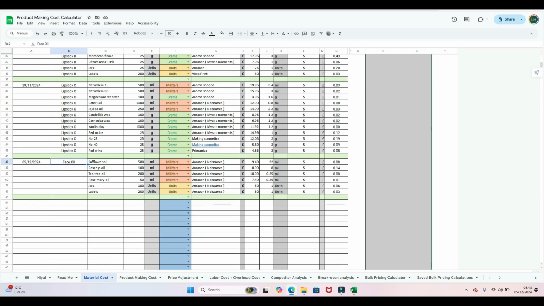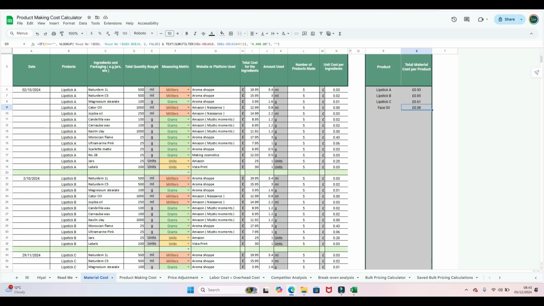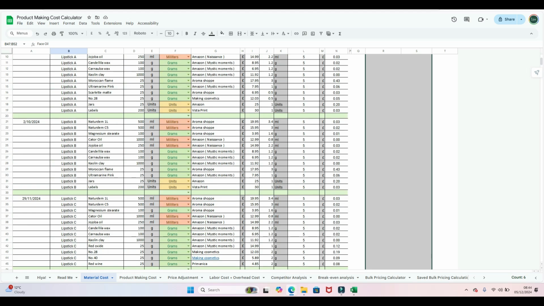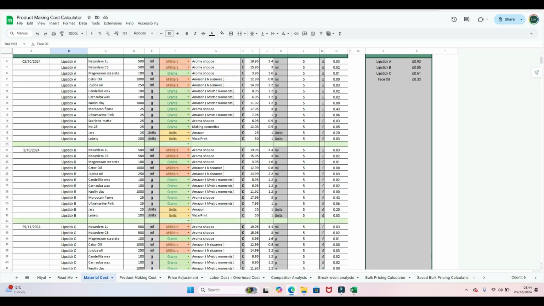Same for face oil, because the word face oil is only on one row. You're probably going to see only 0.08 here you go for the cost, which again is inaccurate. So make sure that face oil is on all the rows. All you have to do is click on it, wait for the little cross to appear, and then scroll down. That's it, drag it down, sorry. Make sure the face oil is on all the rows, and then this will give you an accurate calculation.